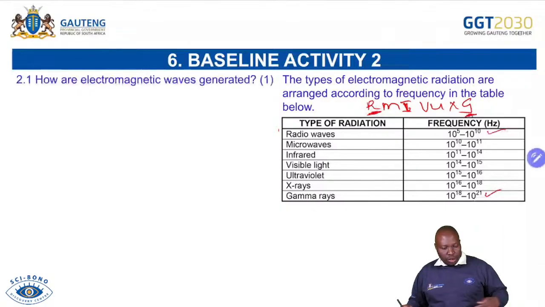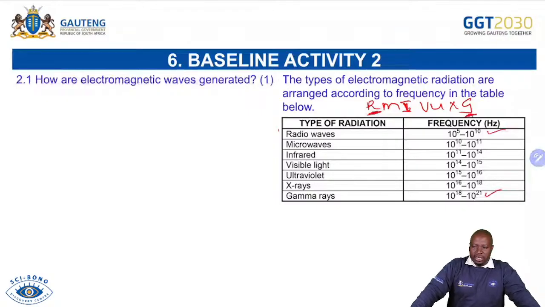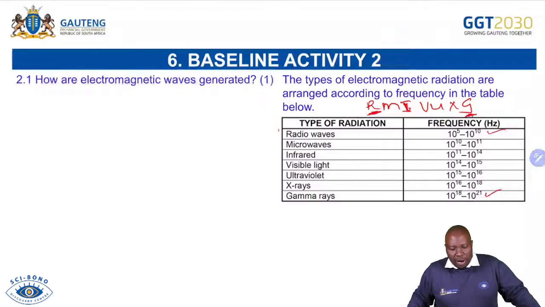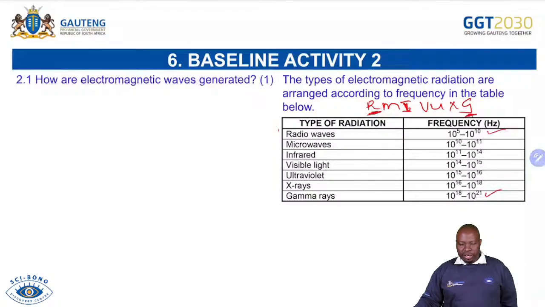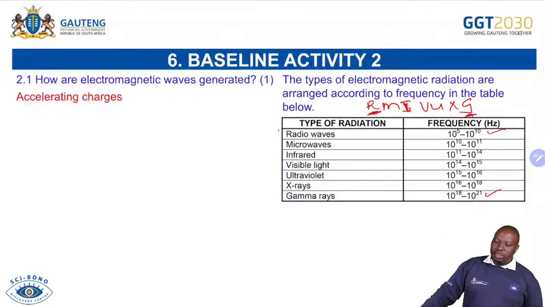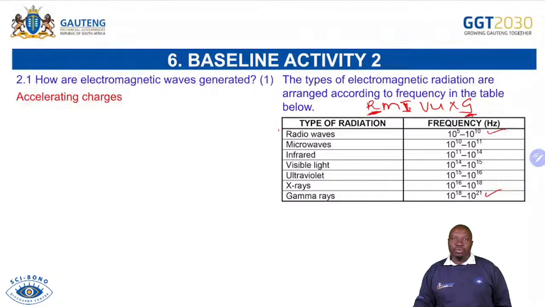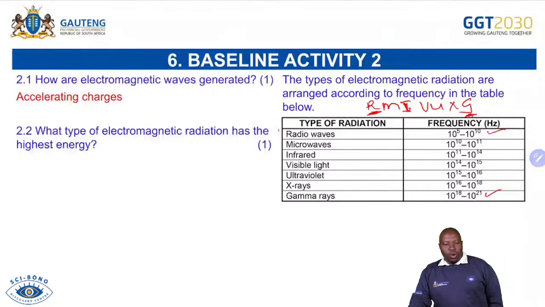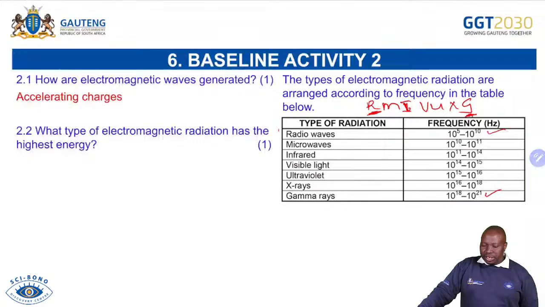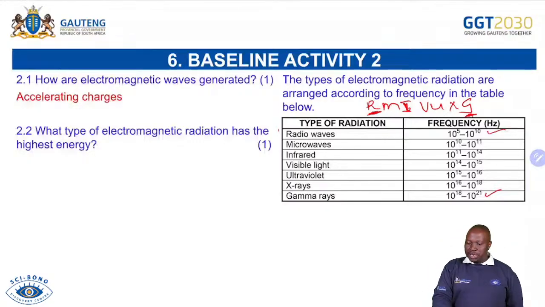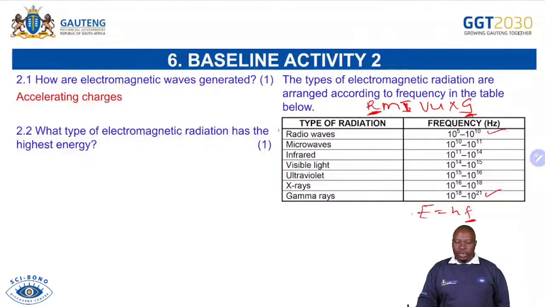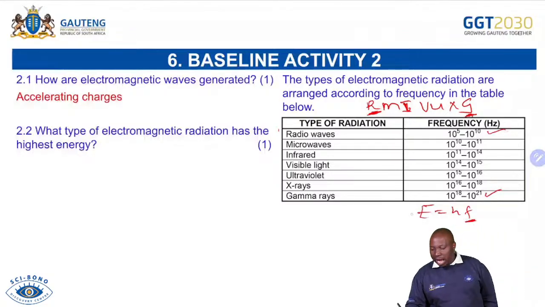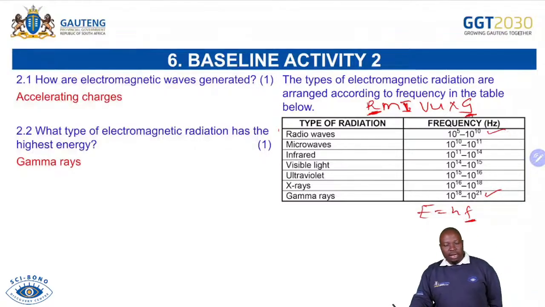Let's go now to questions. How are these electromagnetic waves generated? They are generated by accelerating charges. Those accelerating charges are the ones that generate these electromagnetic waves. And then 2.2, what type of electromagnetic radiation has the highest energy? Frequency and energy are directly proportional. From the formula, E equals hf, the one with the highest frequency has the highest energy. Hence, gamma rays will have the highest energy because they have the highest frequency.